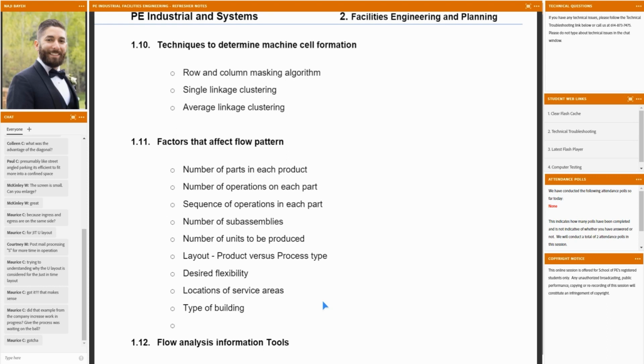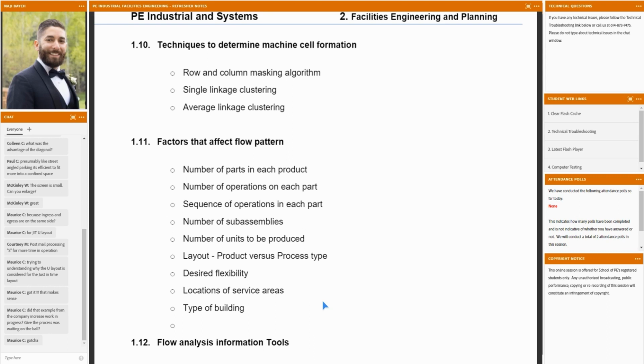All right, now let's talk about factors that affect flow pattern. It is the number of parts in each product, the number of operations in each part, the sequence of operations in each part, number of sub-assemblies, number of units, the layout, desired flexibility, location of the service area, and the type of building. All right, let's start from the bottom, going all the way up top.